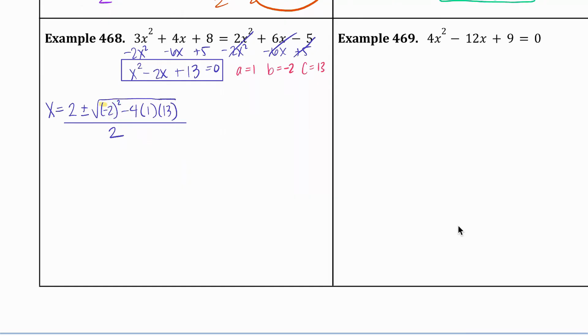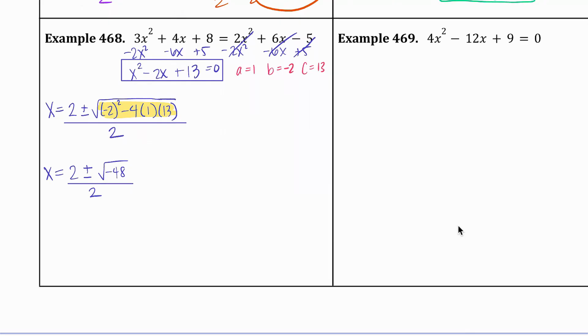Okay, we're going to grab our calculator and type what's underneath our radical here. If we do that, we get x equals 2 plus or minus. In this case, we're going to get a negative 48, divided by 2.